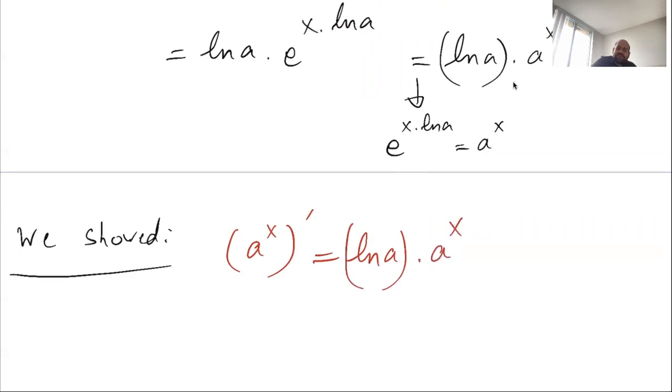And this formula is consistent with the formula we had for the derivative of e to the power x, because this a potentially could be e itself, right? So if you replace a with e, this formula says the derivative of e to the power x equals ln e times e to the x, but ln e is 1. 1 times e to the x means e to the x. So the derivative of e to the x is equal to e to the x, which is the formula that we already knew from before.